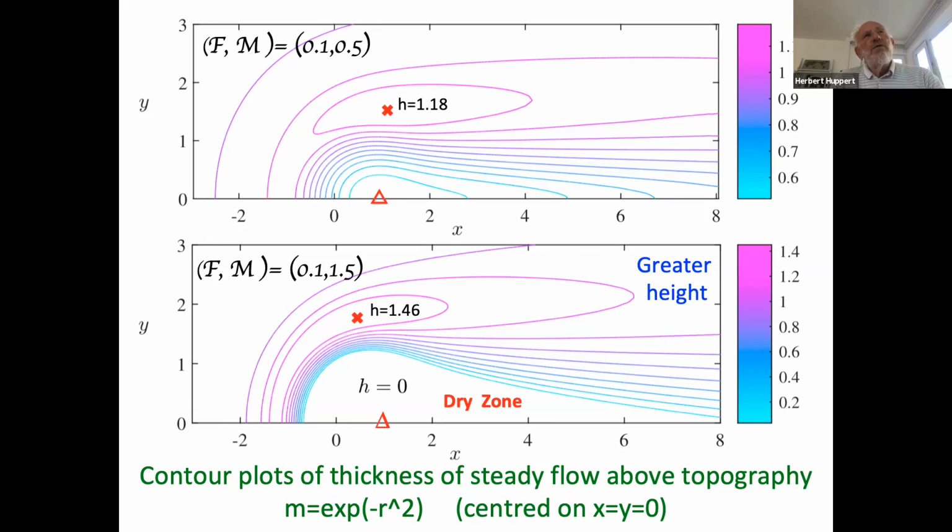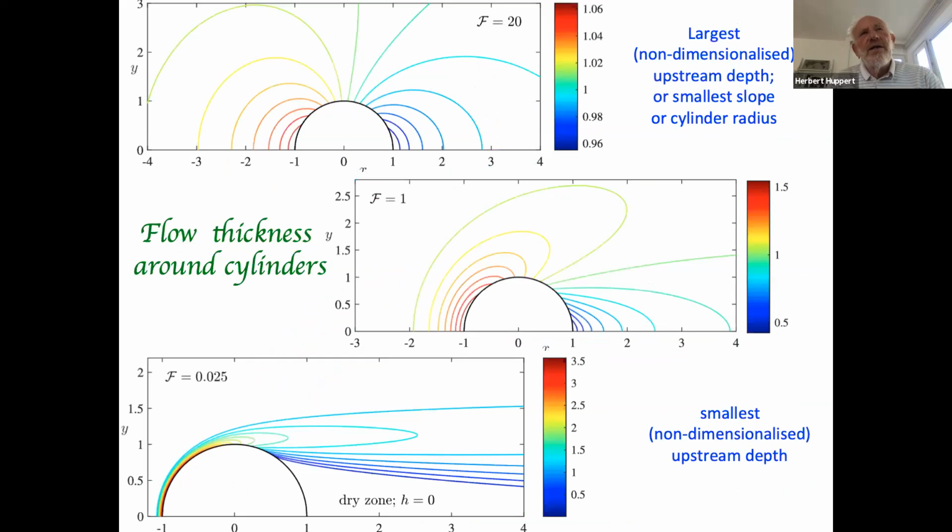Now what you see for a relatively smaller value of m, 0.5, there are flow thicknesses that are positive all the way. On the other hand, if you increase the height by a factor of 3, in this case, that means m increases, it's 1.5, then you get a dry zone that is both at the top of the topography and downstream of the topography. H equals 0, i.e. there's no lava there. So if you like, that's a safe place. It's a safe place to put your furniture because it's not going to be affected by magma.